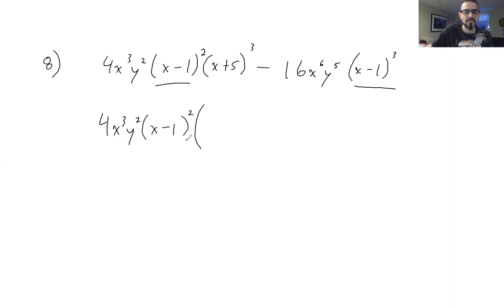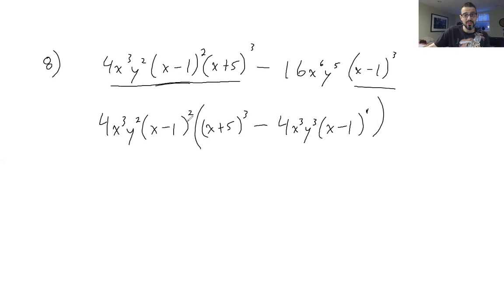What do we times this by to get this? It looks to me all we need is an x plus 5 to the 3. Okay, that's that term done. Minus, we need a 4 to get that 16, x cubed to get that x to the 6th, y cubed. And now I need an x minus 1 to the 1 because x minus 1 to the 2 times x minus 1 to the 1 gives us the x minus 1 to the 3. Okay, so that is the last example I want to do.